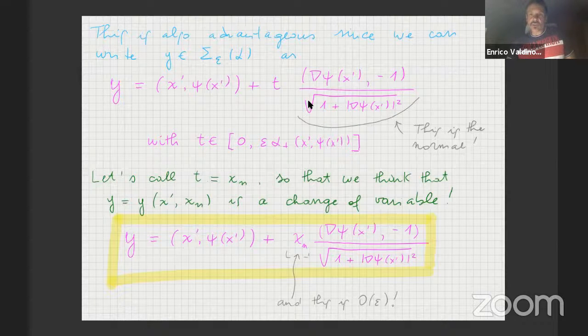But here I'm using the fact that I know explicitly how to write the normal in the local system of coordinates. I write it in this form, given the function psi that parameterizes my surface locally. Now, if I look at this expression, of course, t is just a name.